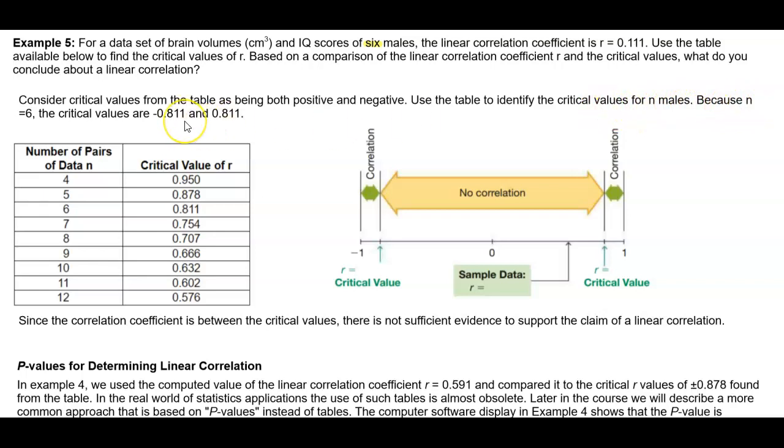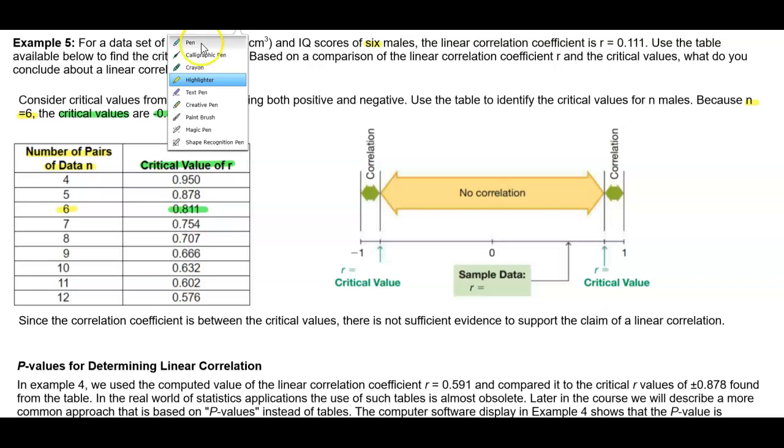So because n is equal to 6, now we're going to come down here and look at the number of pairs of data in n, which is 6. Now what we want to determine is the critical values associated with that. So the critical value of R, if we look to the right, is 0.811. So the critical values are going to be negative 0.811 and positive 0.811.